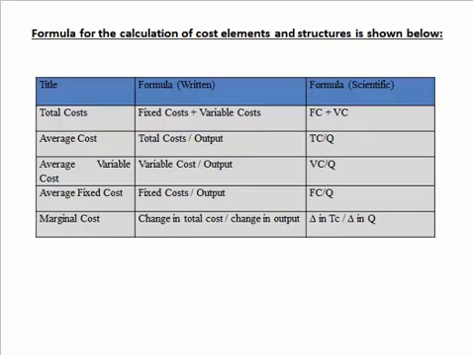Average variable cost is variable costs divided by output, VC divided by Q. Average fixed cost is FC divided by Q. Marginal cost is the change in total costs divided by the change in output. The formula you'll see in the bottom right hand corner includes a little triangle, which means the change in. So it's the change in total costs divided by the change in quantity, or the change in output, that determines marginal cost.